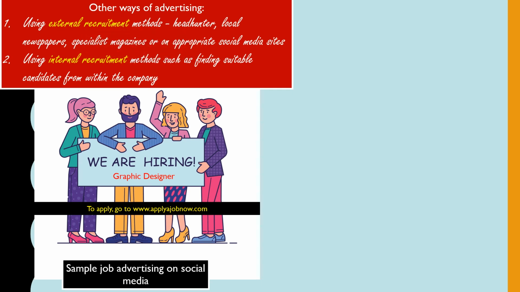All right, you can use an external recruitment method, which is basically using a headhunter or a recruitment agency. A recruitment agency is a company that helps other companies find people to fill up their own vacancies. Okay, and then you can also advertise on local newspapers or specialist magazines or appropriate social media sites, right? So something like a graphic designer, you may find these advertisements online on Facebook and on LinkedIn, where you are trying to reach the right set of demographics, set of people who would be looking at those sites and would be attracted to apply.